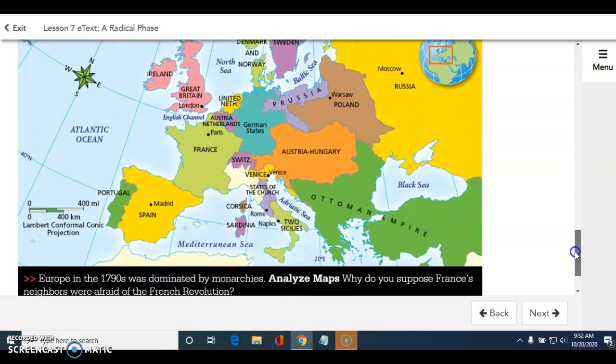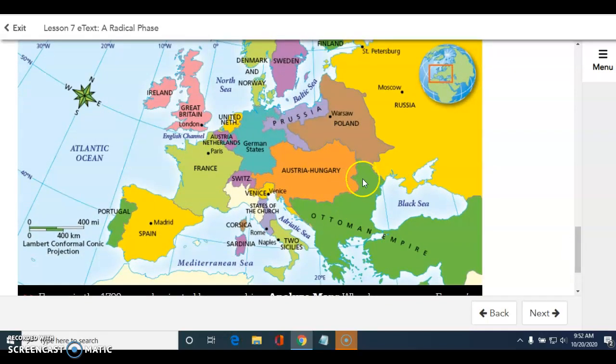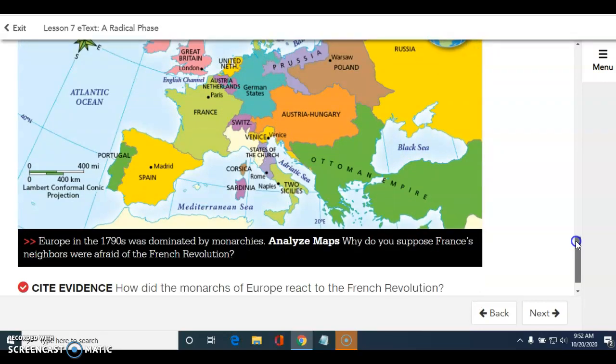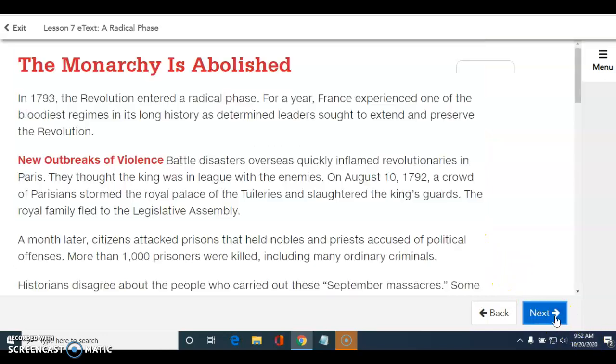You'll want to look at this map. This is kind of an important thought question. This was our opening question in class today. Here's France, and here's the surrounding countries of Europe. How do you think these countries reacted, the people and the monarchs? So why do you suppose they were afraid of the French Revolution, which is, in most cases, what happened? You actually have Germany invading France in 1792.